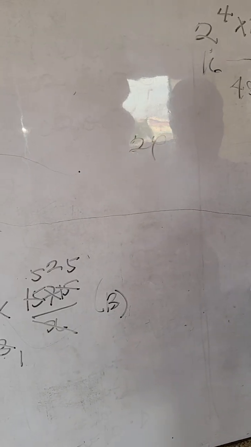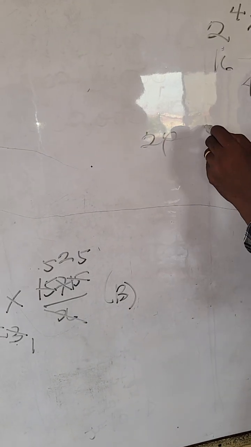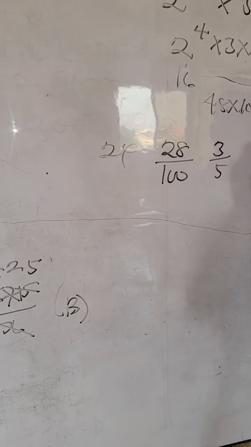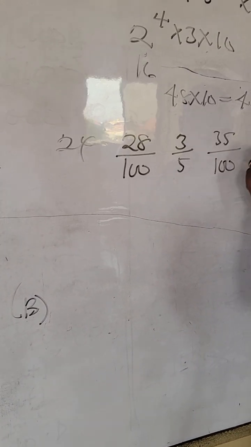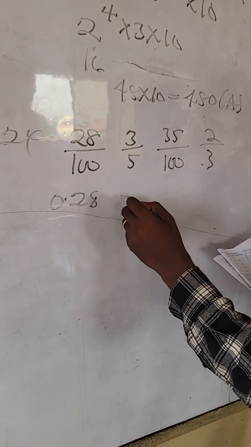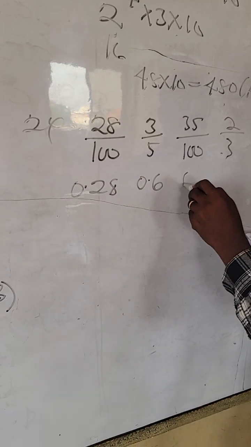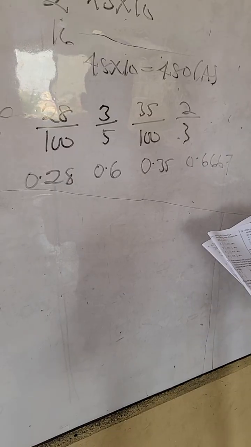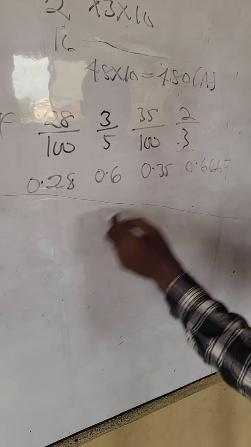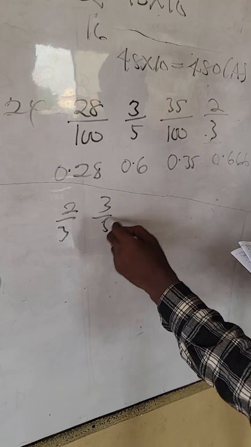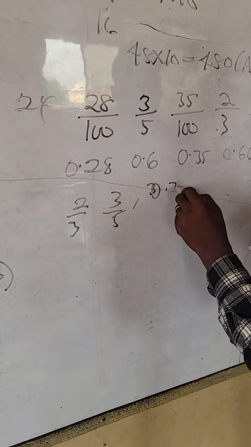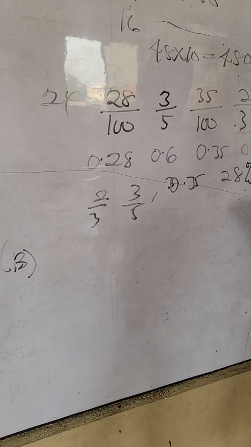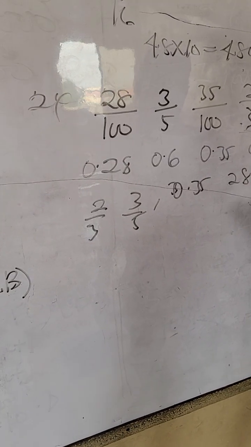Arrange 28%, that's 28 over 100, 3 out of 5, 0.35, 35 over 100, 2 out of 3. Change it to decimal: 0.28, this is 0.6, this is 0.35, this is 0.66667. So in that case, you are arranging in descending order. So the highest is 2 over 3, then 3/5, then we have 0.35, then 28% in that order. So that's option C.